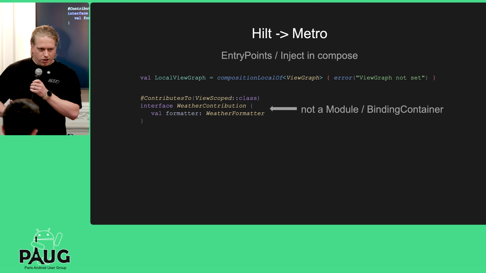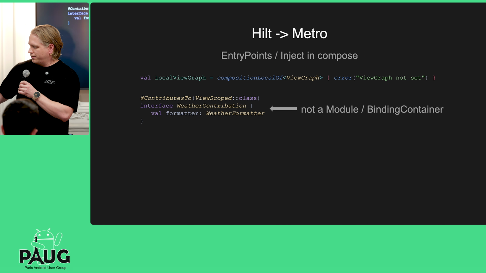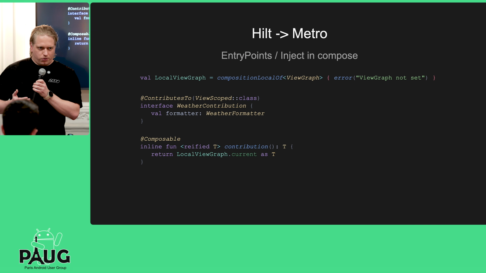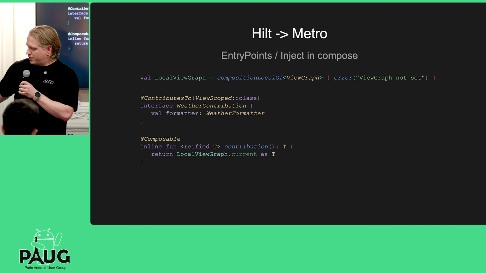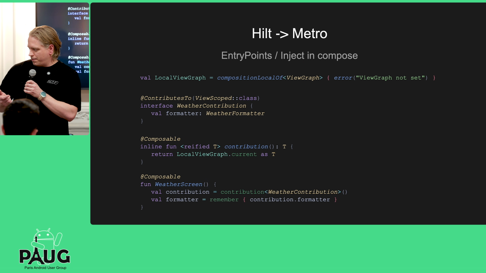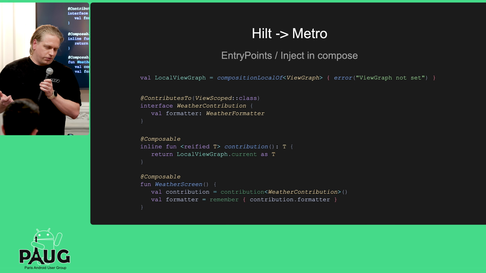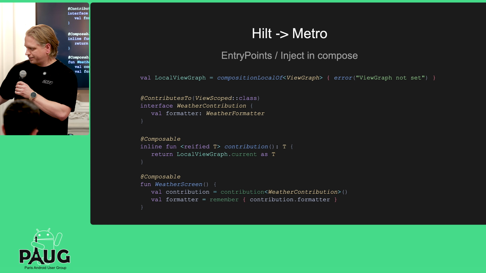You will notice that this is not a module. It's not a binding container. So this means that our view graph is now going to extend this interface, and it will give you access to the weather formatter. I create a small utility function, so I don't have to cast everywhere. I just ask for a contribution of a certain type. And then you have to, of course, remember the instance. If it's not scoped, it would always return a new instance every time.